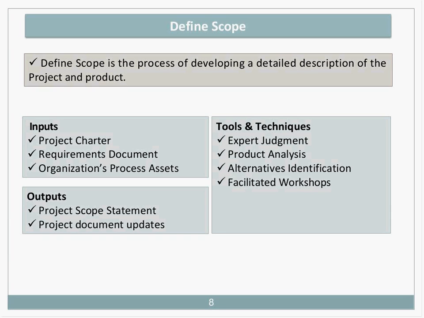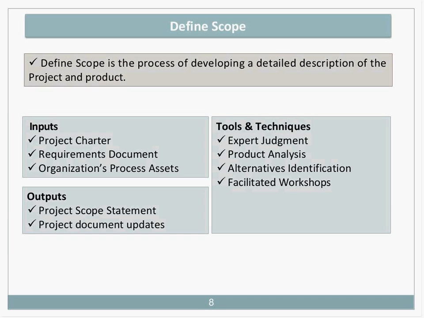Right, let's continue. With the inputs of define scope, from the charter we get the high-level project and product description and requirements to go into developing the detailed descriptions. The requirements documentation, showing how individual requirements relate to the business need for the project, ensures that the project scope statement focuses on the business needs. For organizational process assets, we're thinking of things such as templates, policies, and lessons learned from previous projects, which can also influence the development of the project scope statement.